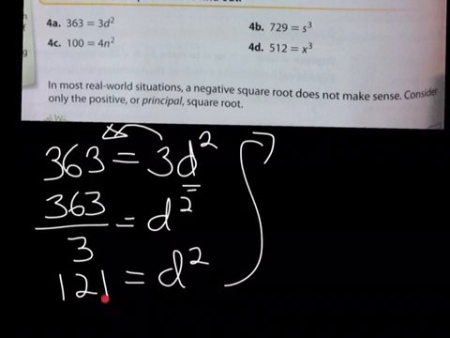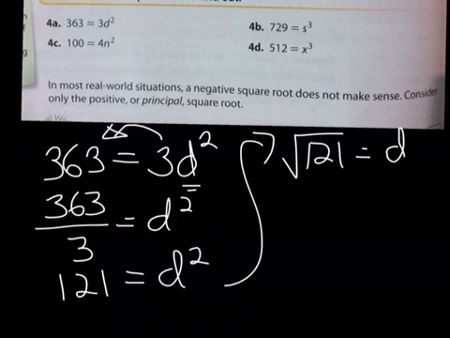Okay, so now I'm going to continue up here. Now I want to remove the square from this side, so I'm going to write it as the square root of 121 equals d. And so we know that the square root of 121 is 11, and that's what d equals. Those are all the steps you can follow to solve these equations.